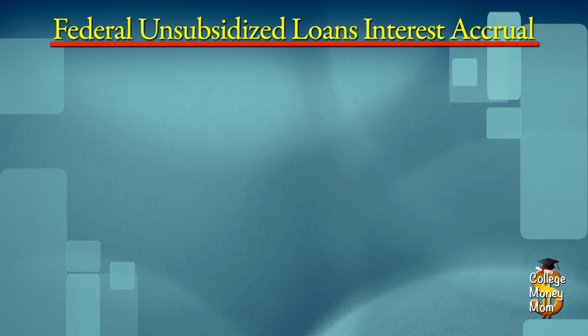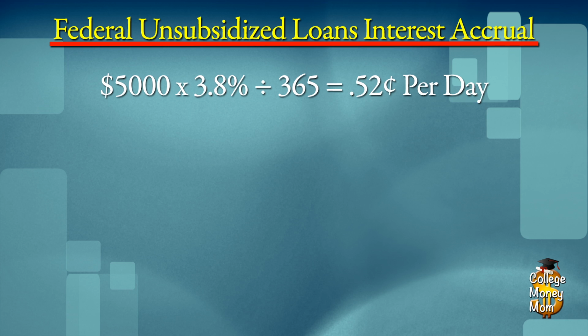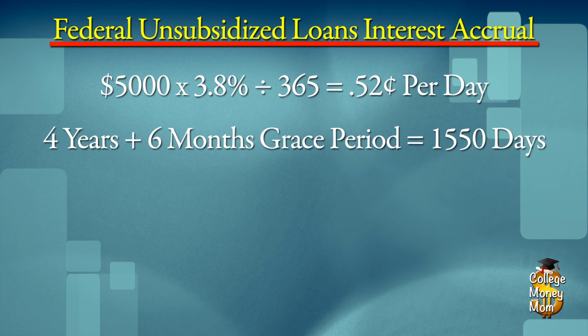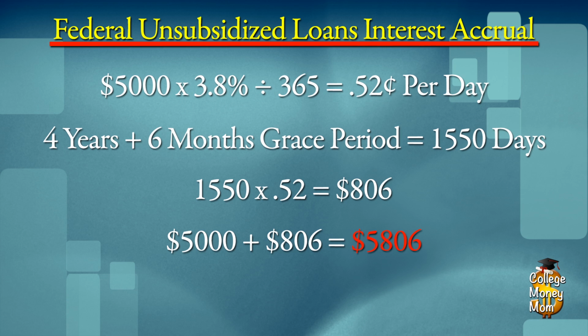So, if a student takes out this federal unsubsidized loan in his freshman year, and assuming he graduates in 4 years and has a 6-month grace period before repayment starts, there will be 1,550 days of interest at 52 cents a day. That's a total of $806 of accrued interest. If the student does not pay that accrued interest off before repayment starts, it will be added to that loan. Now, the original $5,000 loan will be a $5,806 loan. And as repayment begins, the student borrower will be making monthly payments of principal and interest on that higher loan amount.